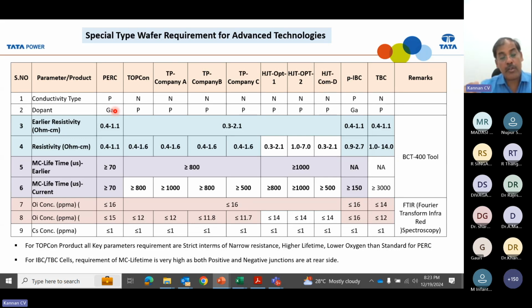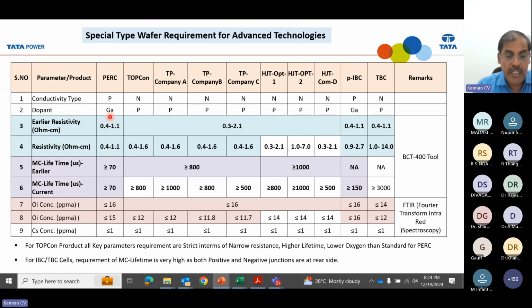After you convert the cell into a module and install these panels in the field, once exposed to sunlight there will initially be a 2% degradation right away within a month. If you replace the boron and minimize the oxygen concentration, then the same kind of module in the field will see the degradation come down from 2% to 1%. That means you are significantly improving the degradation percentage, so the life of the product will be extended. Gallium is the dopant, and the resistivity was 0.4 to 1.1.